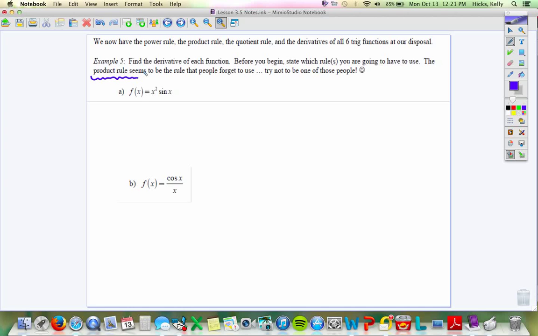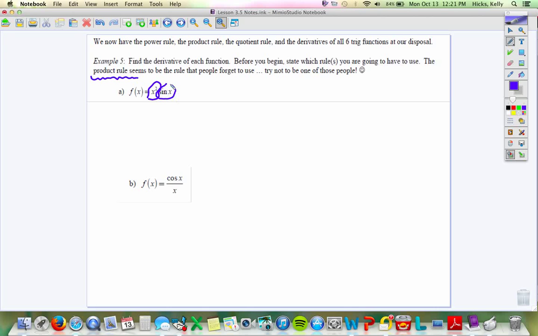When I graded your test yesterday, the product rule was the one that people just forgot, and they would just say that the derivative is 1 times the other, and you can't do that. You have to use the product rule. You'll get to where you can't forget it, but for now maybe we just need more practice.